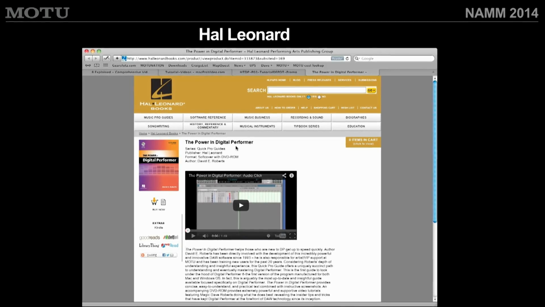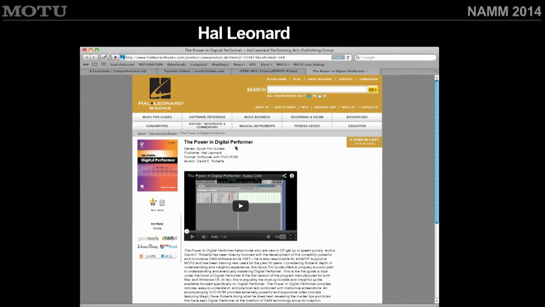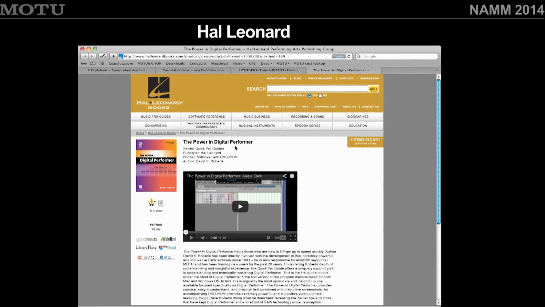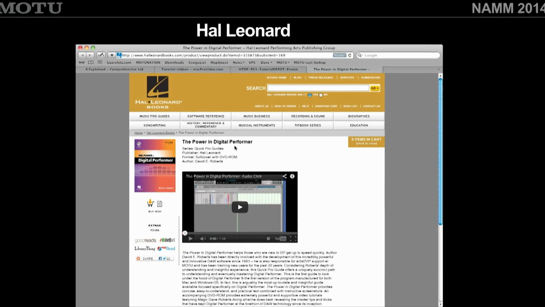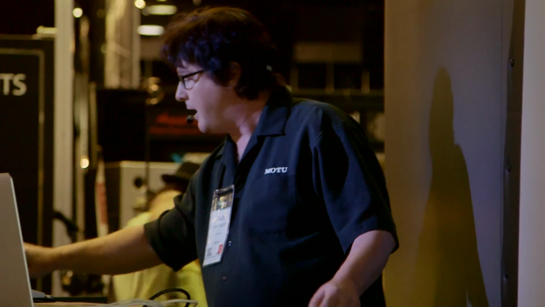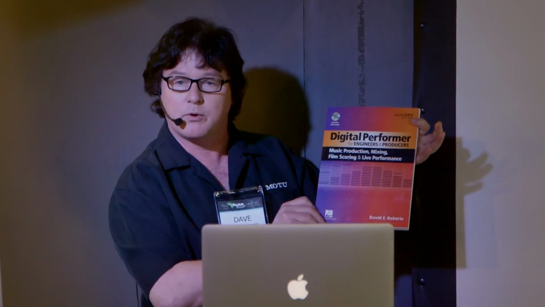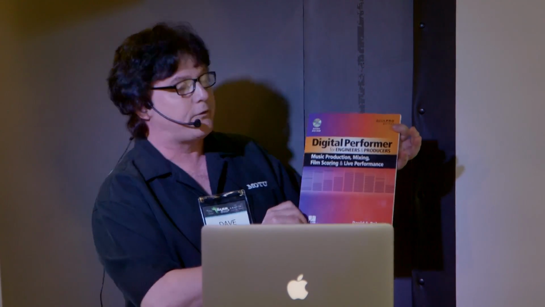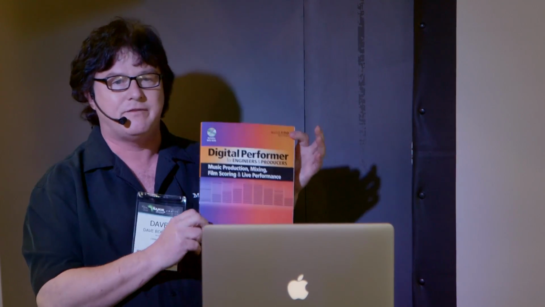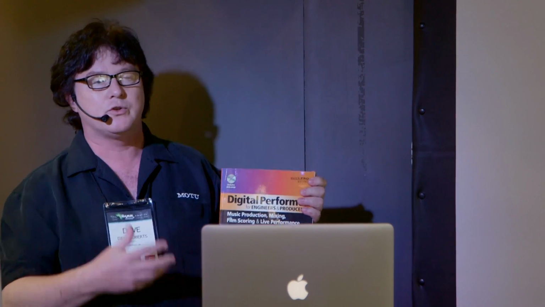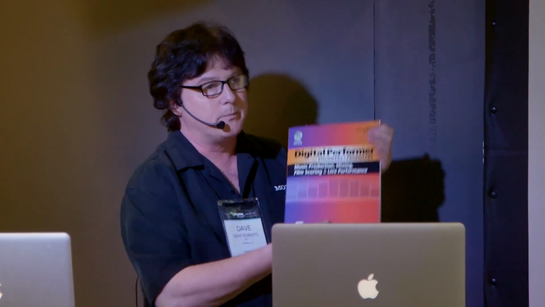Or maybe if you'd like to do some reading, we've got some books out. Hal Leonard is publishing The Power in Digital Performer, which came out last year. And this is a book for beginners. And I've just published my second book. I wrote this book. And this is the second book from Hal Leonard, Digital Performer for Engineers and Producers. And this is an advanced guide. This gets you into using Digital Performer live on stage. It talks about the mechanics of film scoring. It talks about audio production, surround sound mixing. So you've got a lot of training materials available to you.